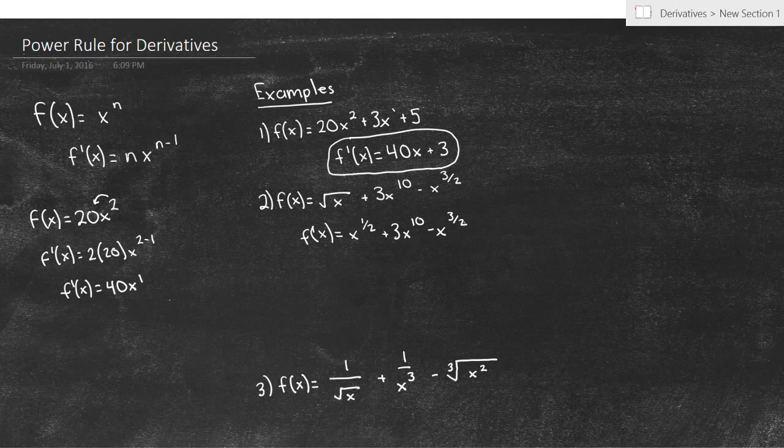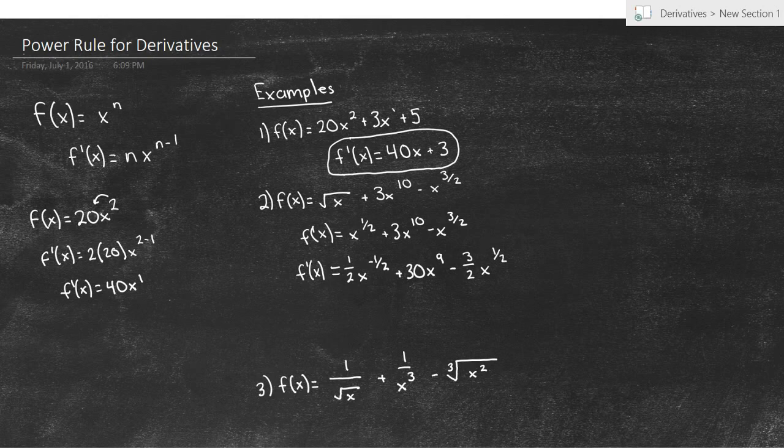And now step 2 is just use the power rule like normal. So we bring the 1/2 to the front, so f prime of x equals 1/2 x to the 1/2 minus 1, which is just negative 1/2, plus 30x to the 10 minus 1, which is going to be 9, minus, well, we're going to bring the 3/2 to the front, so we'll get minus 3/2 x to the 3/2 minus 1, we'll be left with 1/2.